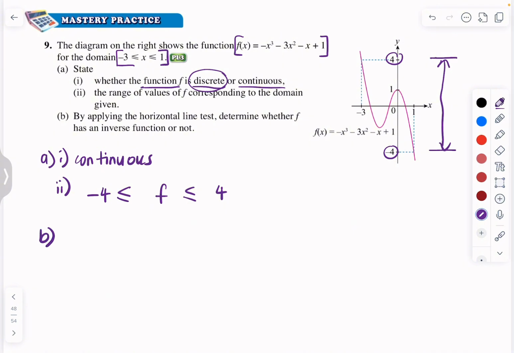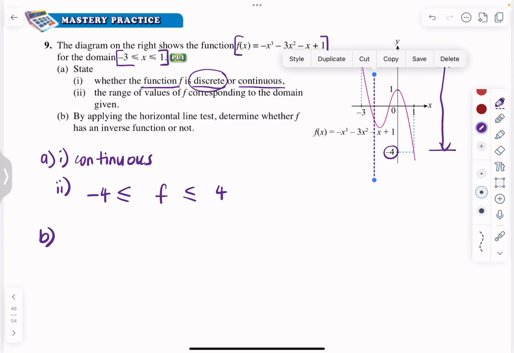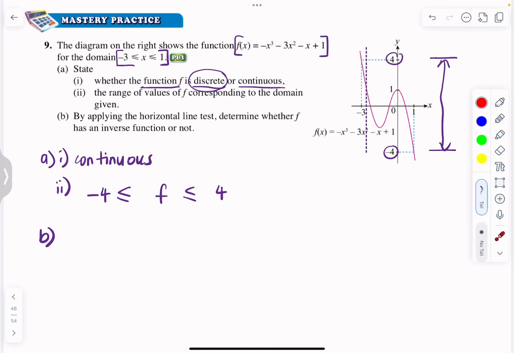B. By applying the horizontal line test, determine whether f has an inverse or not. Okay. So if you want to check if this graph is a function or not, you must apply the vertical line test. Because the vertical line test will show us how many points it intersects. So if this line only intersects at one point, that means every object only has one image here.